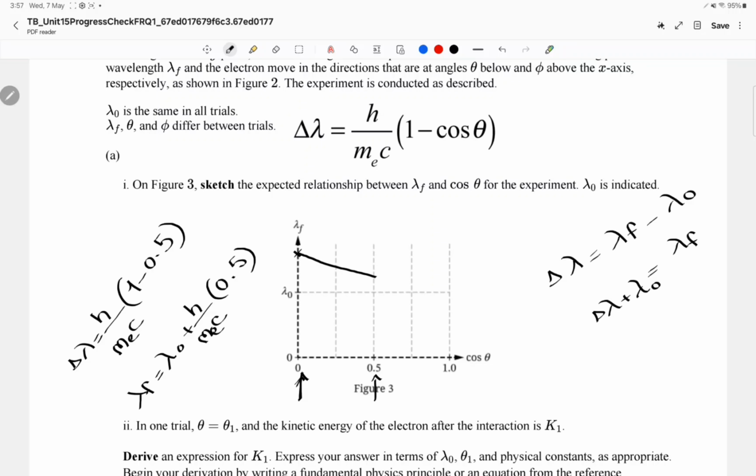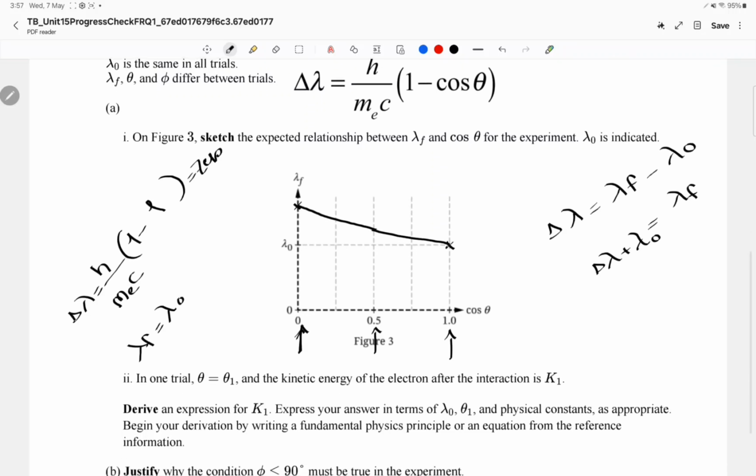Okay, and now finally when the cosine is equal to 1, we're going to have 1 minus cosine. Instead of cosine, we're going to put a 1, and so the whole thing is equal to 0, correct? That means ultimately lambda f is equal to lambda original. So when cosine is 1, they will be equal to each other. Continue the line. So it's going to be a line decreasing from a point above lambda O down to lambda O in the end. Okay? Any questions?